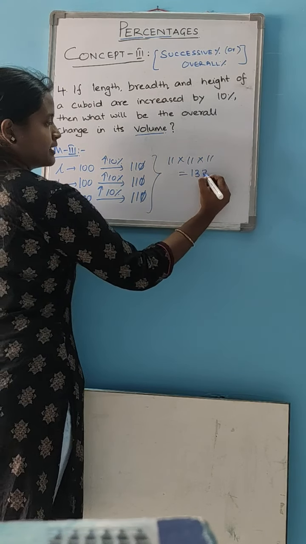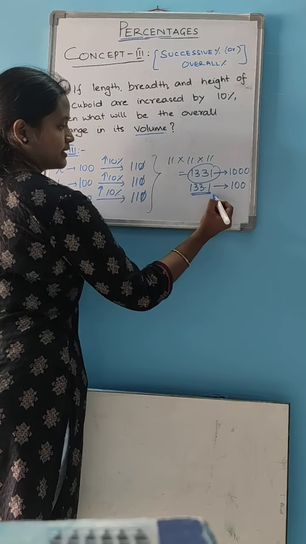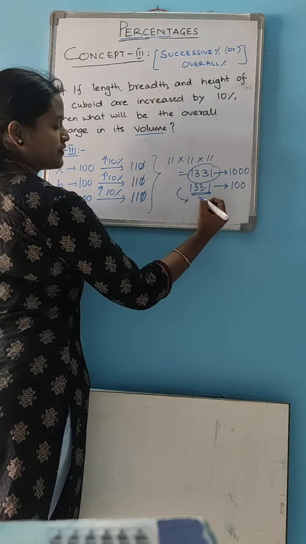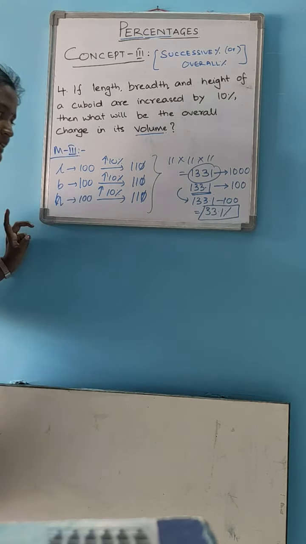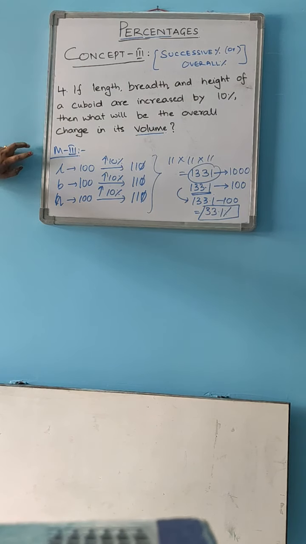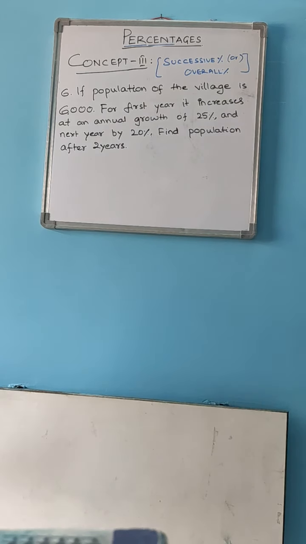This is the value for three parameters, so it is the value for 1000. But we want the value for 100 in percentage. That is 133.1. This is the value for 100. Now subtract 100 from this: 133.1 minus 100, that is 33.1%. The overall increase in the volume of the cuboid is 33.1%. For this problem, I suggest method 2 is the best method. You will see one more example on this concept.